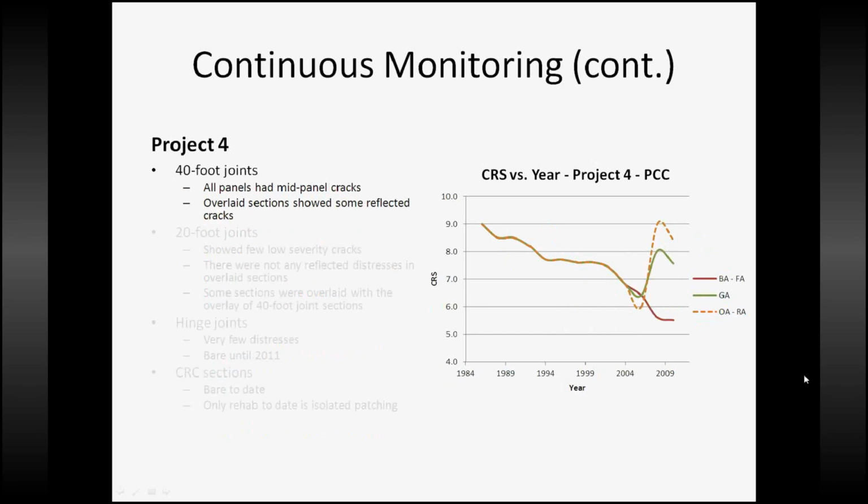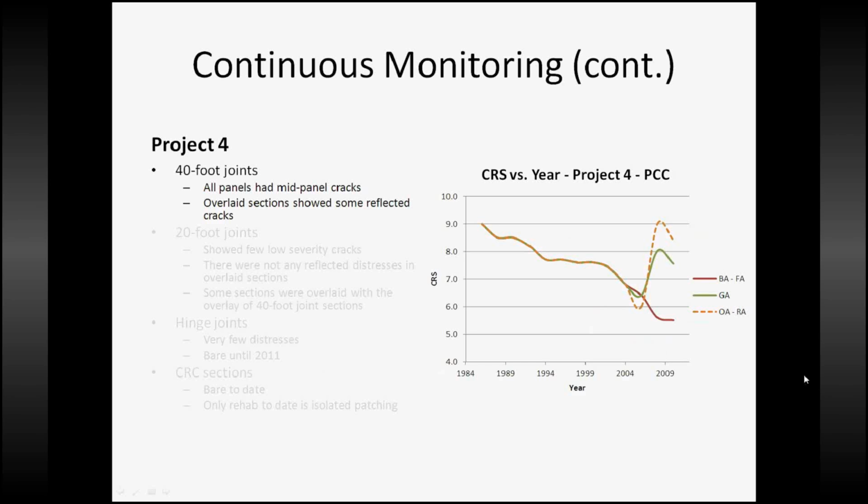Now for Project 4, we decided to organize them by joint configuration. So for the 40-foot panels, all panels showed mid-panel cracks, regardless of the existence of underdrains and fill joints. And these mid-panel cracks led to a discontinuity without load transfer, and most of the cracks ended up faulting and vastly affecting ride quality.